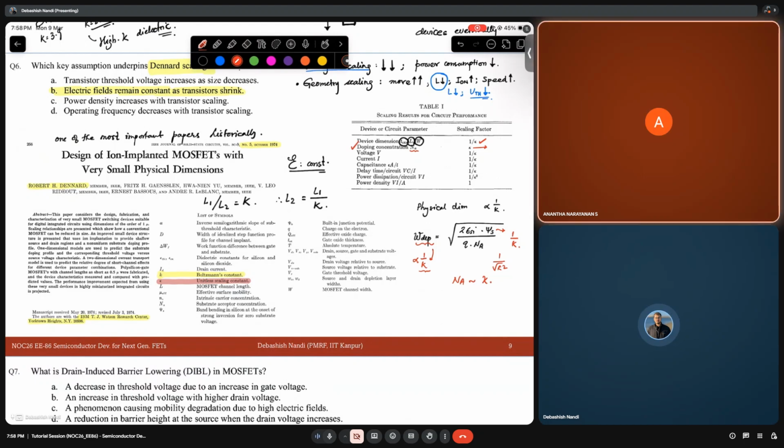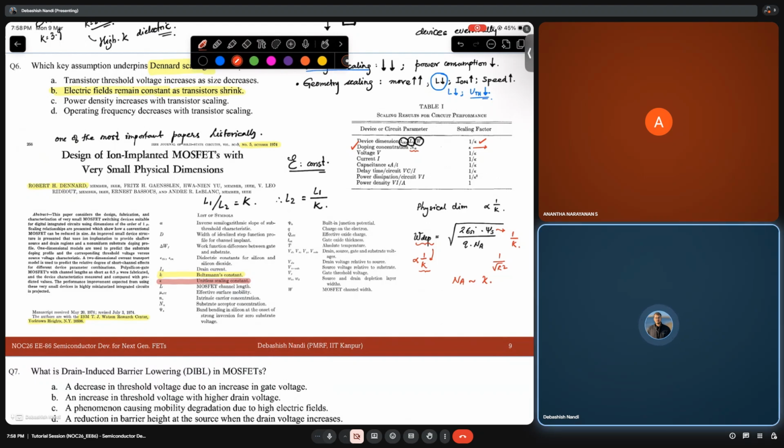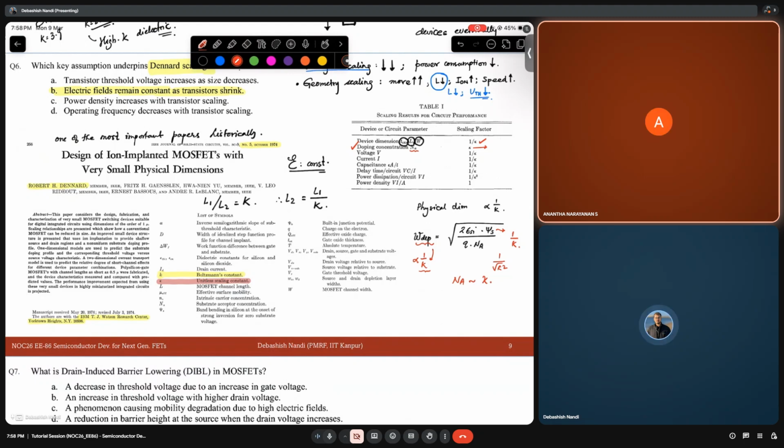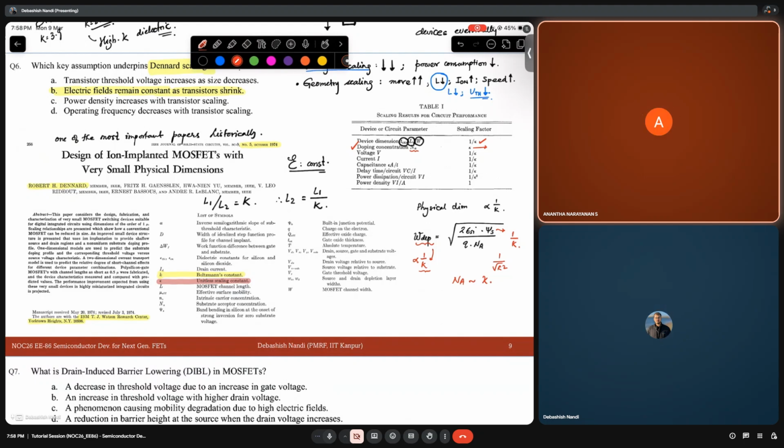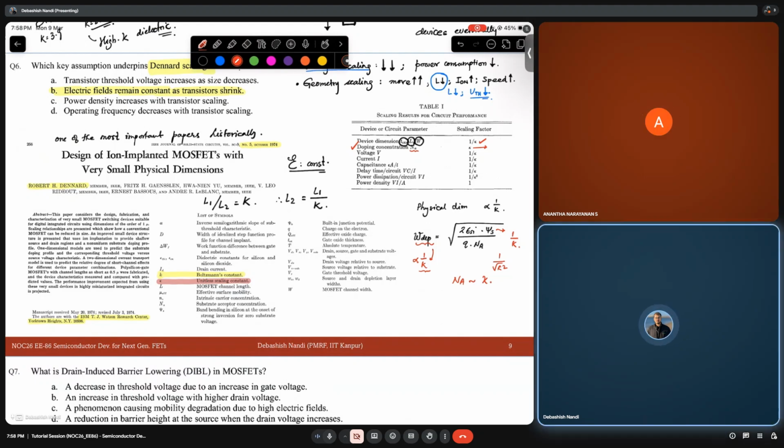But what is the drawback of increasing doping concentration? Your mobility will degrade, right? Mobility falls because of Coulomb scattering. So this is 1974, remember. But this constant electric field scaling has never been used after that, just for some basic initial technologies. Okay.